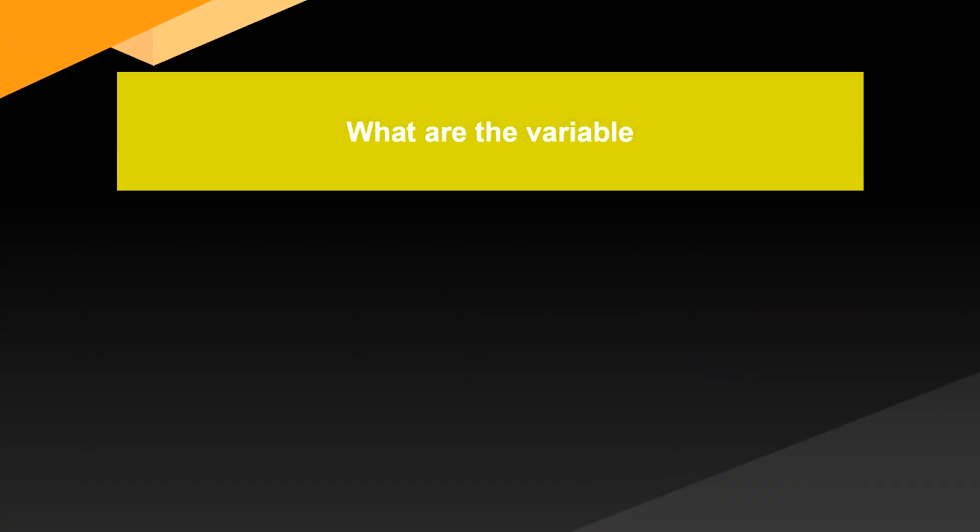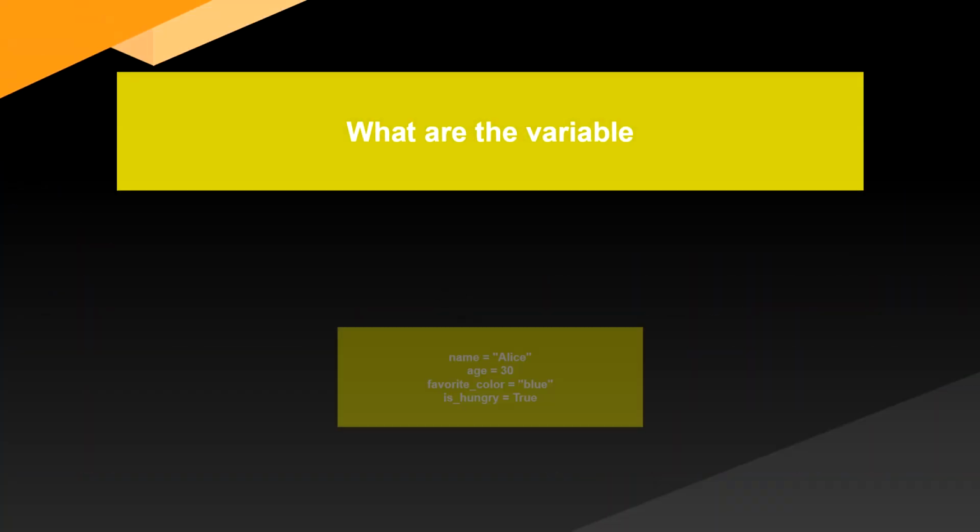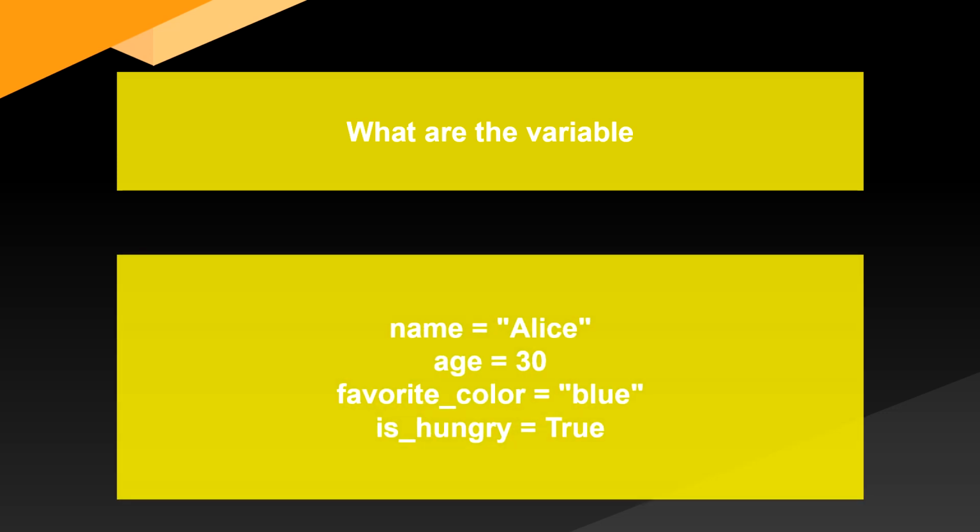What are variables? Variables are like containers that hold data. They allow you to store information and reference it throughout your program, making your code more dynamic and efficient.